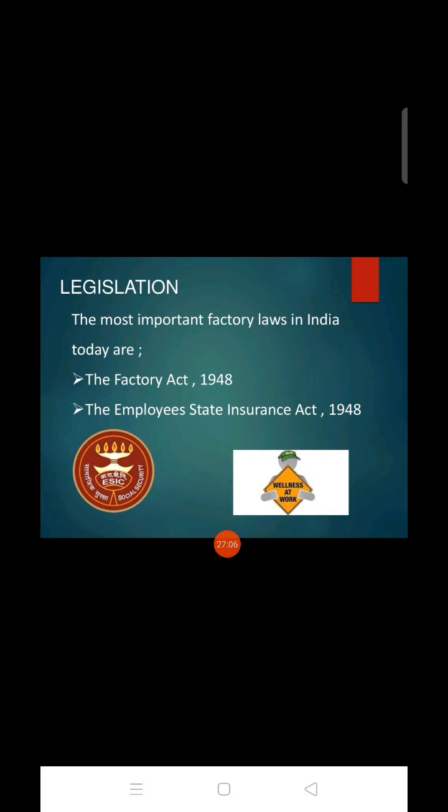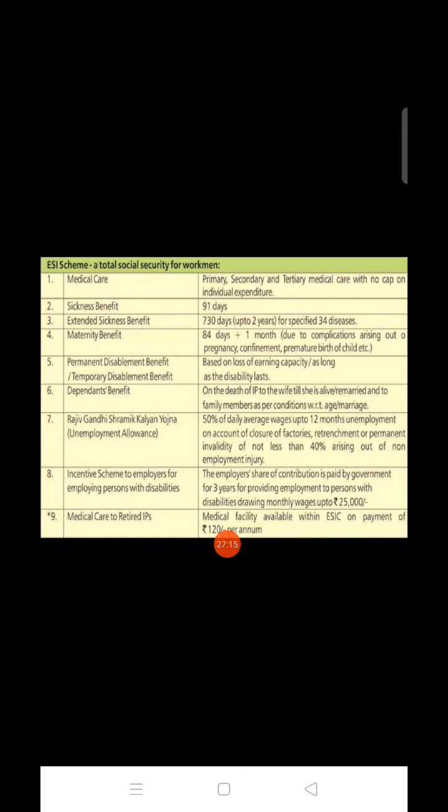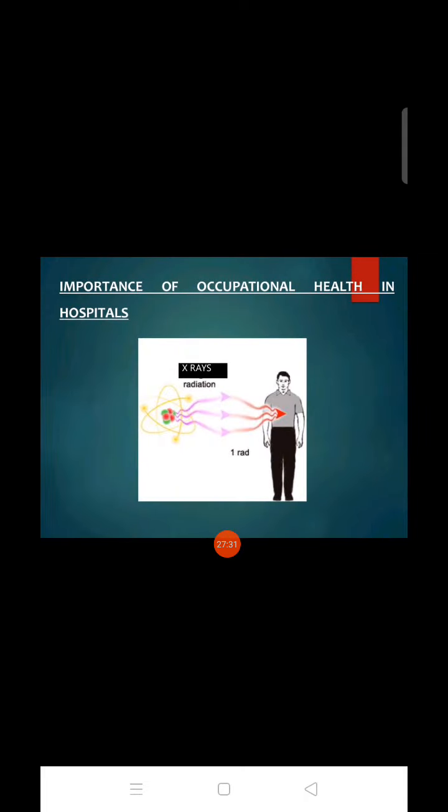Legislation: the most important factory laws in India today are the Factories Act 1948 and the Employees State Insurance Act 1948. These provide medical care scheme, sickness benefit, extended sickness benefit, maternity benefit, permanent disability and dependent benefit, Rajiv Gandhi Shramik Kalyan Yojana incentive scheme, and medical care to retired IPs.